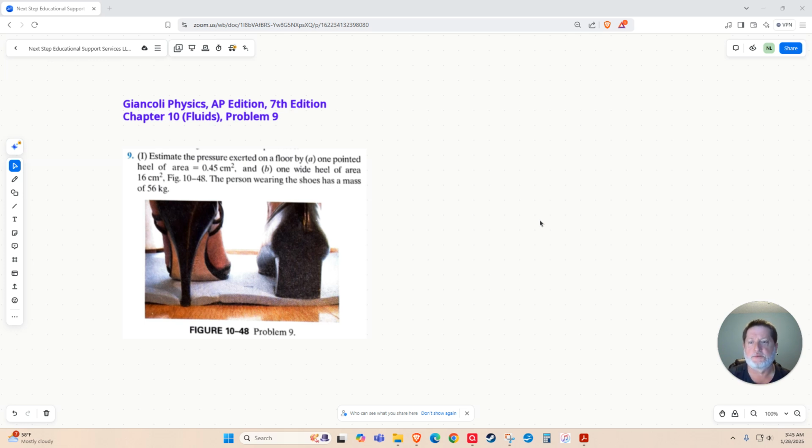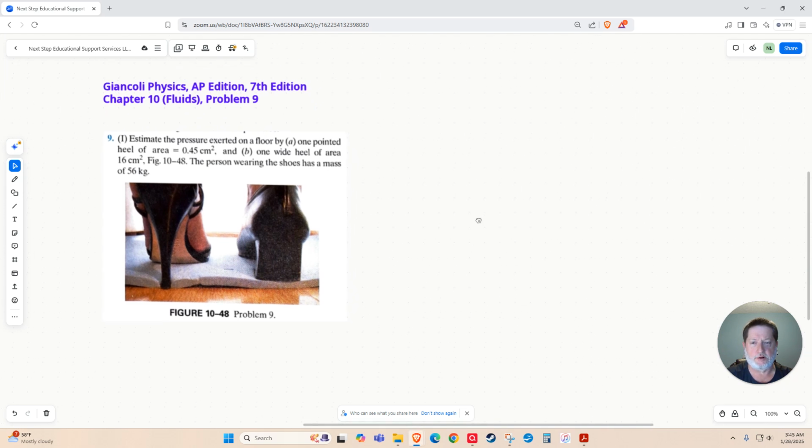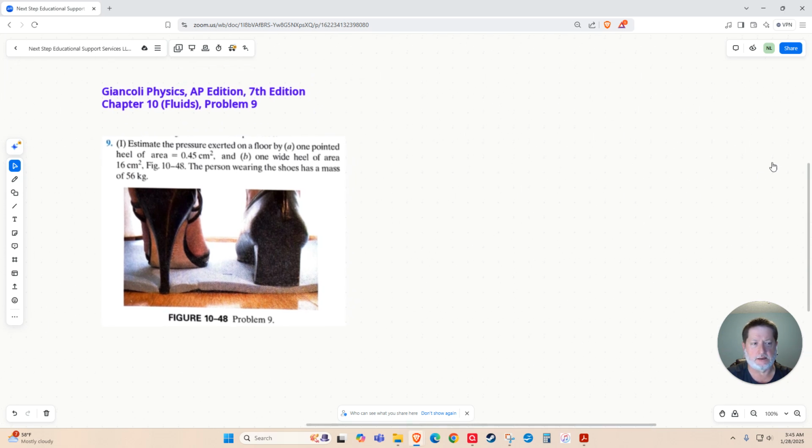The question reads, estimate the pressure exerted on a floor by A, one pointed heel of area 0.45 square centimeters, and B, one wide heel of area 16 square centimeters, as shown in the figure below. The person wearing shoes has a mass of 56 kilograms. The mass of the shoe we're going to ignore, assuming the mass of the person is noticeably greater. So go ahead and take a moment to wrap your brain around this problem and see how you attack it.